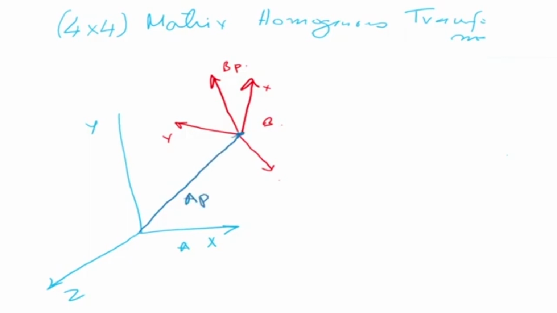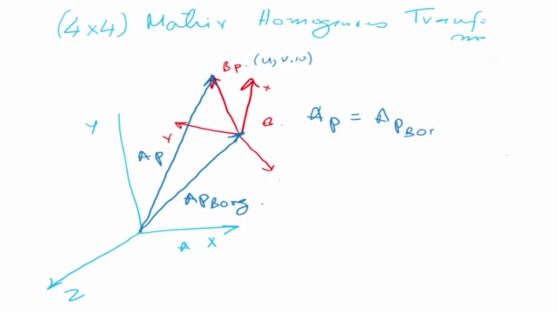So this is my APB ORG. Okay, now what is BP? BP is having the coordinates U, V, and W. Okay, now if you want to find what is BP in coordinate A, basically means I need to find this vector. This is my AP, that means point P in frame A. So basically how we can find it: AP is equal to APB ORG plus BP.